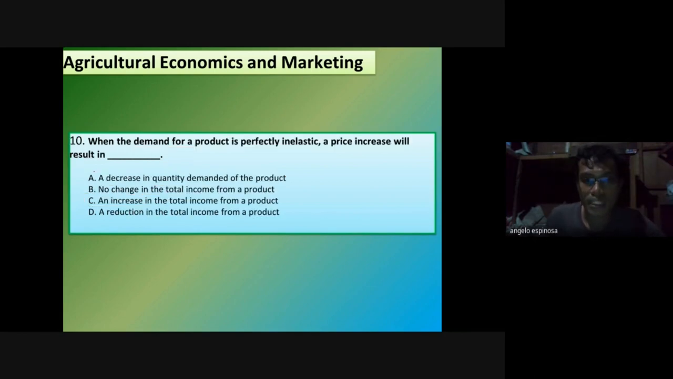Number 10, when the demand for a product is perfectly inelastic, there is no change in the quantity demanded when there is a change in the price. A price increase will result in a decrease in the quantity demanded of the product. Wrong. Letter B, no change in the total income from a product. Wrong, there is a change there because there was an increase. An increase in the total income from a product. Why? There is a price increase, and nothing happens to the quantity demanded because this is perfectly inelastic, so the quantity demanded stays the same. Only the price changes, so that is correct. A reduction in the total income is wrong, because the price increased and income should go up. The correct answer is letter C.